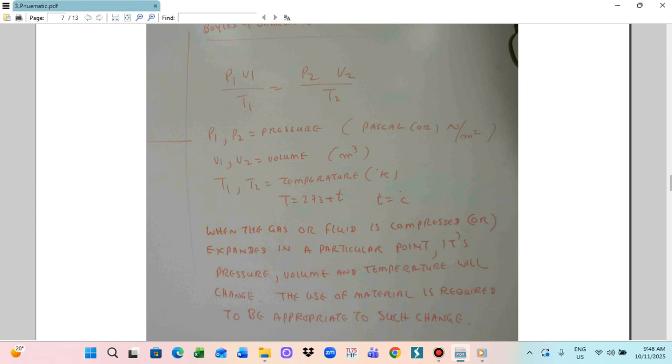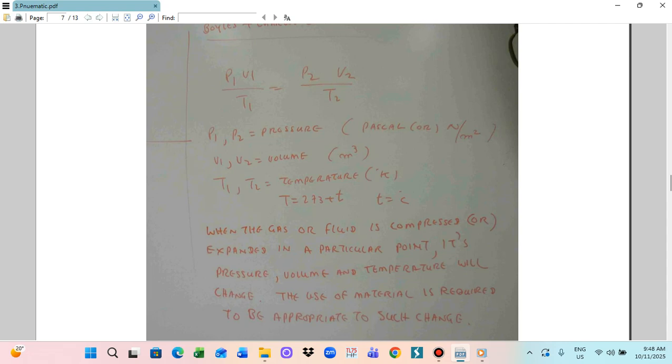This is why we also need to measure and calculate, applying Boyle's and Charles's laws, how fluid expansion and compression influence the volume and temperature. So when the gas or fluid is compressed or expanded at a particular point, its pressure, volume and temperature will change.